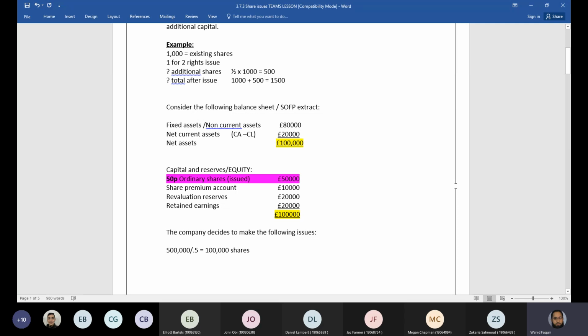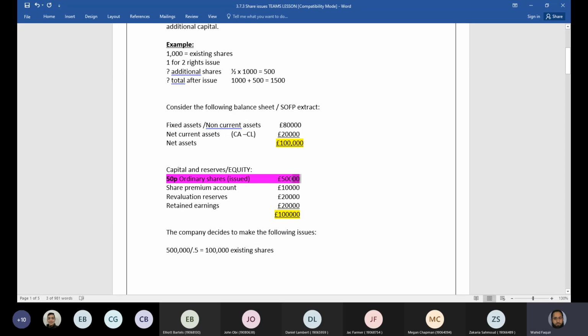Okay, simple maths, nothing difficult. Right, why do we need this figure? Because when we do a rights issue, we've got to know the existing number of shares. What we said was, for every 4 shares that are in circulation amongst our shareholders, we're going to issue 1 additional share. So we need the existing shares first of all.